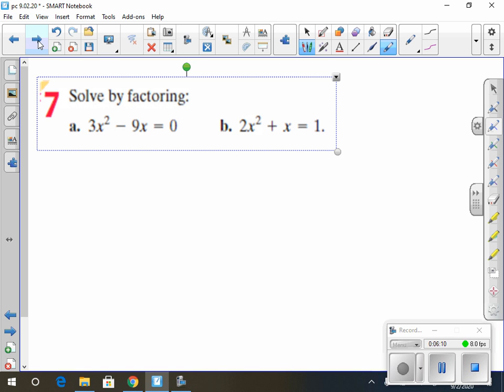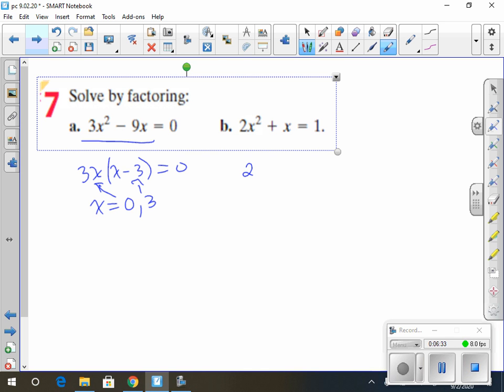First one is, if there is no constant at the end, just factor out the common factor, 3x, x minus 3 equals 0. That means x is either equal to 0 from there, or x is equal to 3 from here.